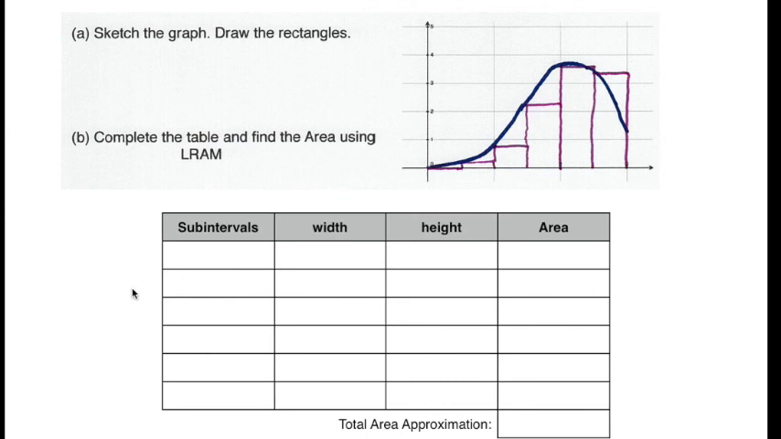In the table below, I have intervals that are from 0 to 1/2, from 1/2 to 1, 1 to 1.5, and so on. So the width of each rectangle is going to be 1/2, and the first rectangle has a height of 0. If you punch in your calculator f of 0, so 0 squared times sine of 0, you get 0, and therefore the first rectangle has an area of 0. Please spend a minute completing this table, and then you can press play again.